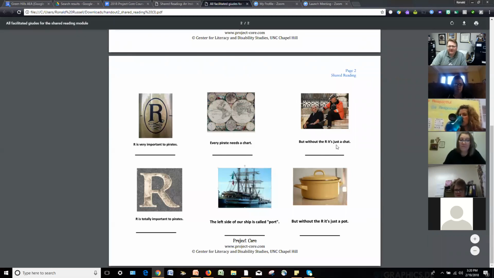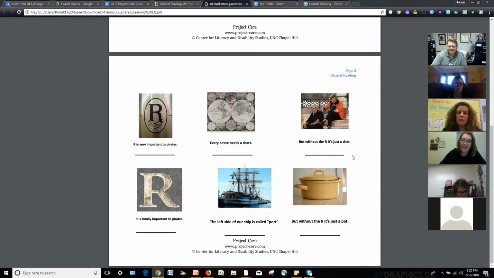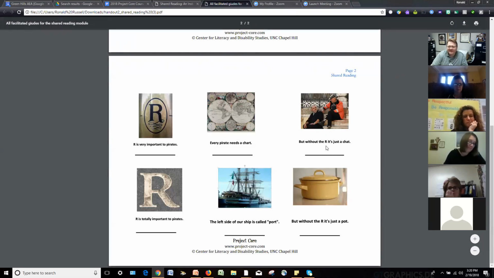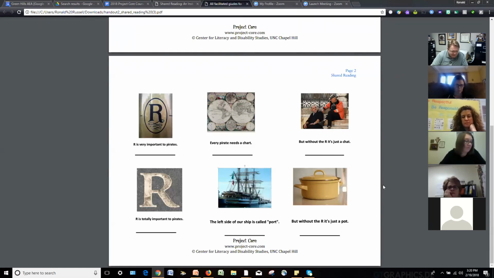How about this one? But without the R, it's just a chat. You could say they all need an R. Okay. Good. Or then you've got a visual there of two people talking, chatting. You could ask students, do you chat? Do you have a talk with someone? So you can see some options there as well.